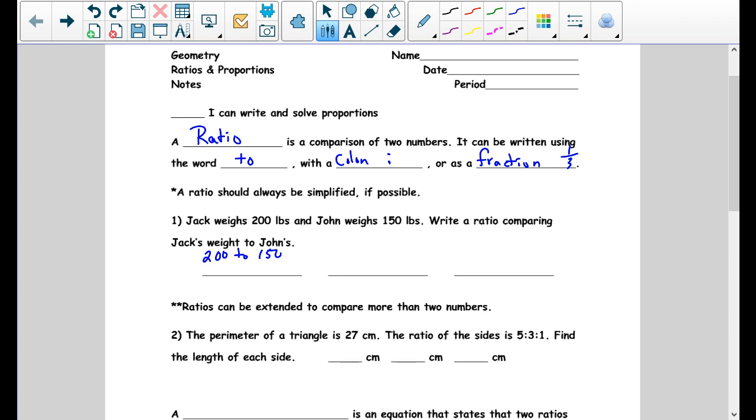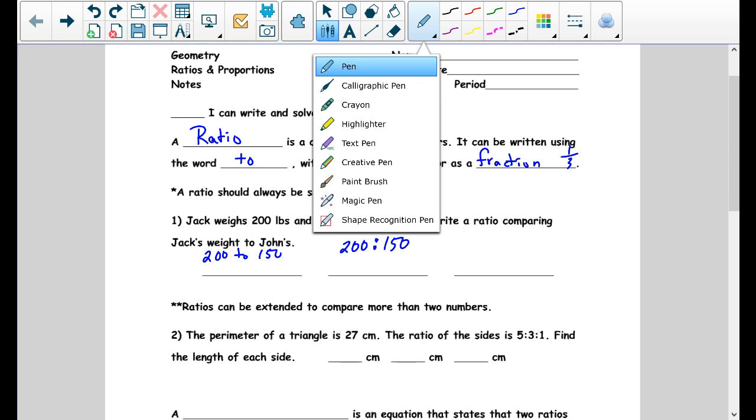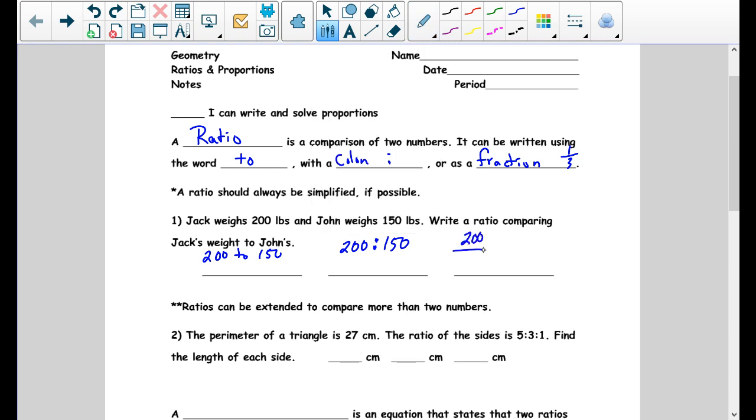If I'm writing it as a colon, same thing, the same numbers, 200 with the colon to 150. And if I write it as a fraction, 200 over 150. Now, here's where it gets a little tricky. You have to have it in simplified form, okay? So if I have a fraction, 200 over 150, how can I simplify that?